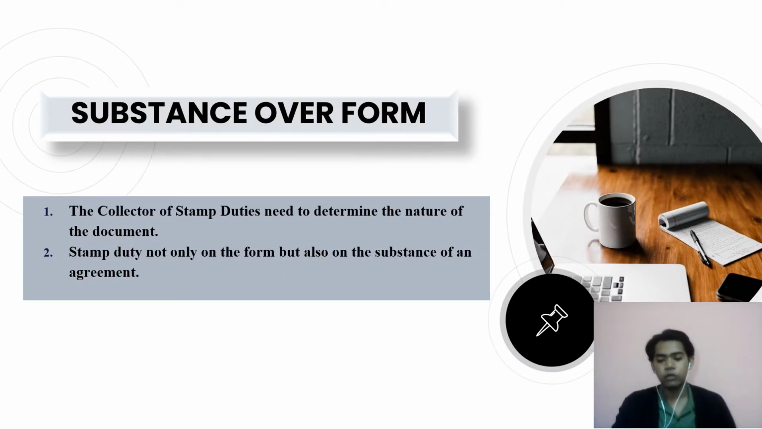Substance over form. So for this, first, the collector of stamp duties needs to determine the nature of the document. Second, stamp duty is not only on the form, but also on the substance of an agreement. In an easy way, we can say that we need to look into the substance of the agreement, not the form.